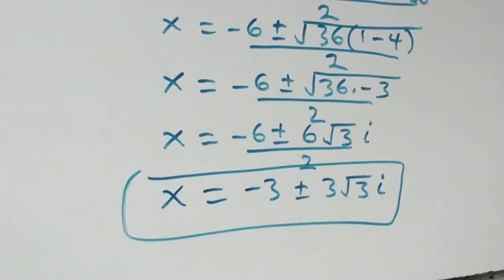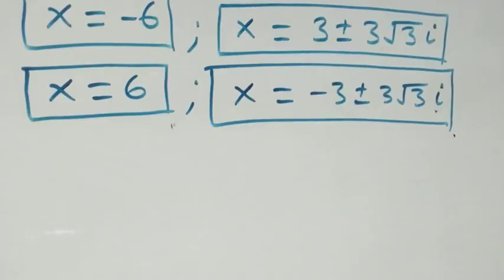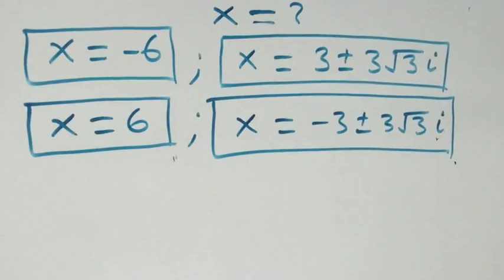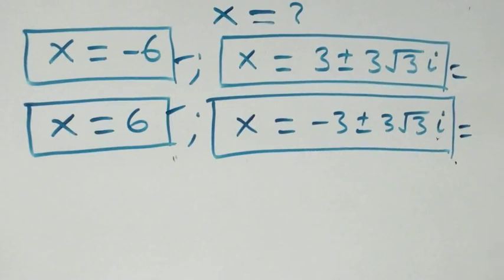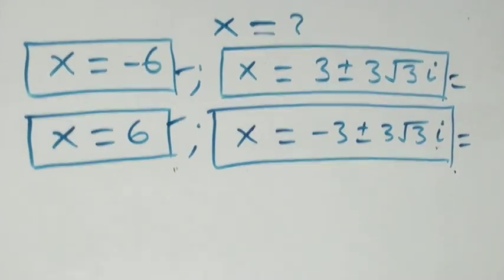Therefore, altogether, we have 6 solutions in this given problem: 2 real solutions, 2 complex solutions here, and 2 complex solutions here, making 6 solutions.